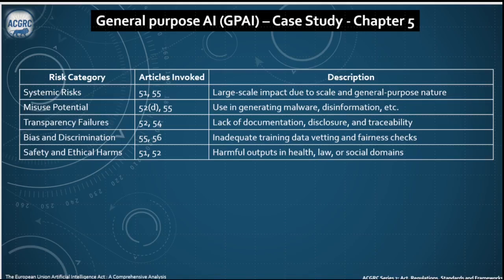Hence, in summary, systemic risk invokes Articles 51-55. It's about large scale impact due to scale and general purpose nature. The misuse potential hits 52 and 55: use in generating malware, disinformation, etc. Transparency failures hit Articles 52-54, which is about lack of documentation, disclosure, and traceability. Bias and discrimination hit inadequate training data vetting and fairness checks, hence Articles 55-56. Safety and ethical harm hit Articles 51-52, which is about harmful output in health, law, or social domains.